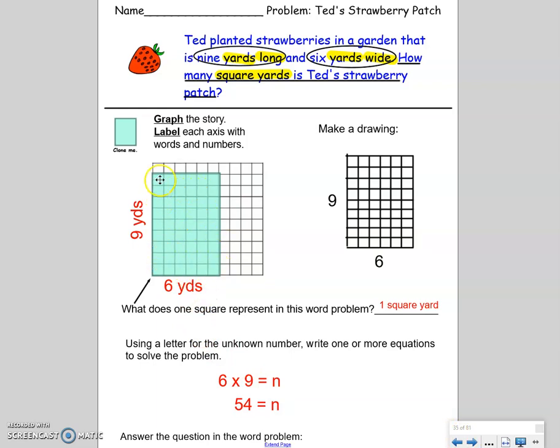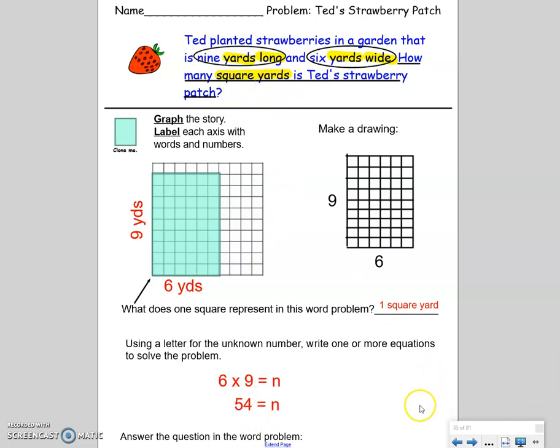Now that I've found that n equals 54, and I know that n is the total area of the entire rectangle, I can go ahead and think, how would I answer the question to this problem? Let's look back at the question. How many square yards is Ted's strawberry patch? I'm going to make sure to include the units, square yards, in my answers. If I just said 54, that wouldn't be correct, because it's 54 square yards.